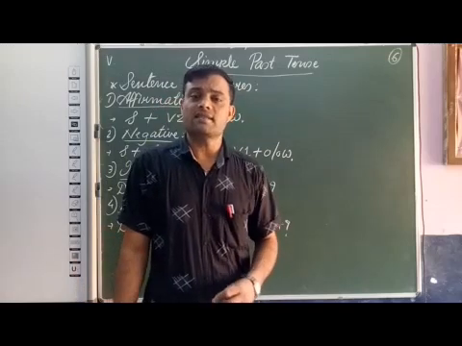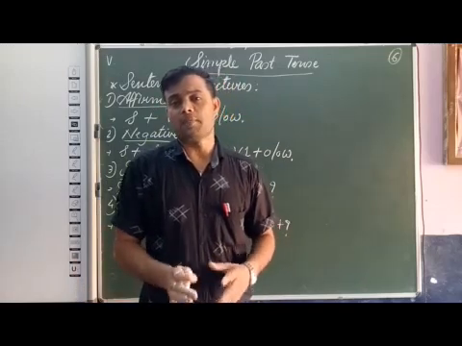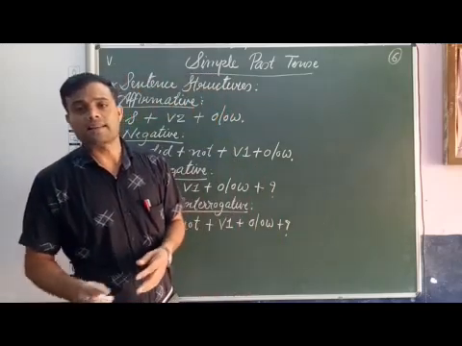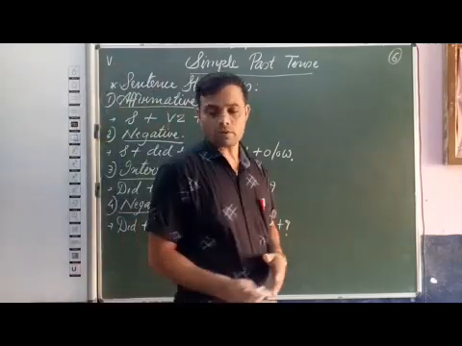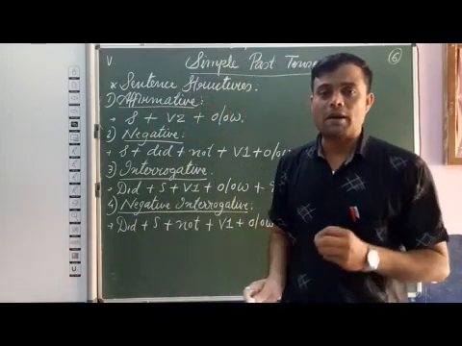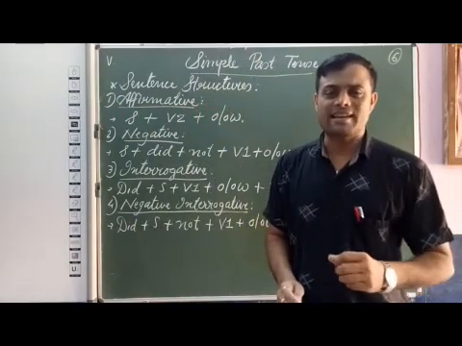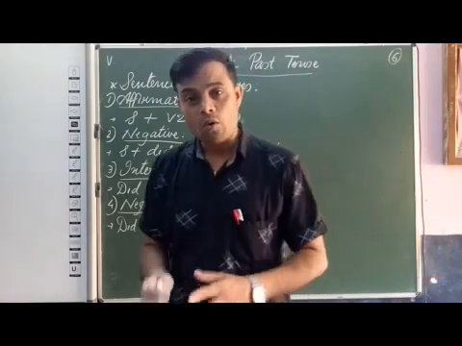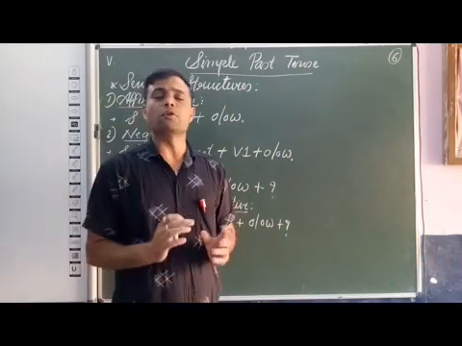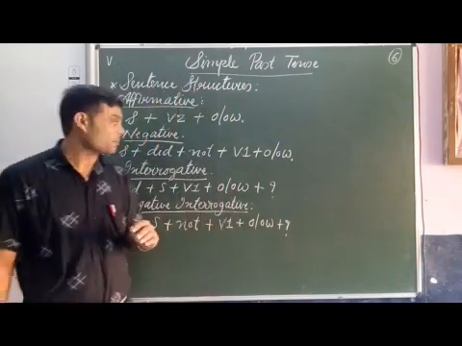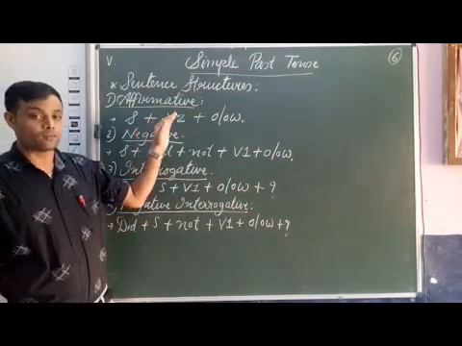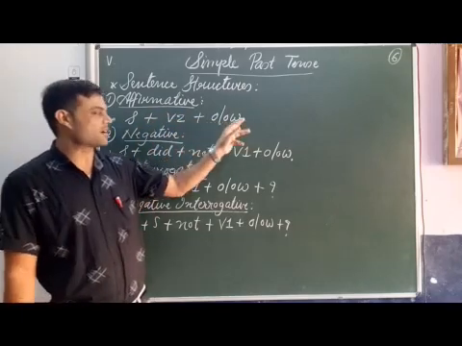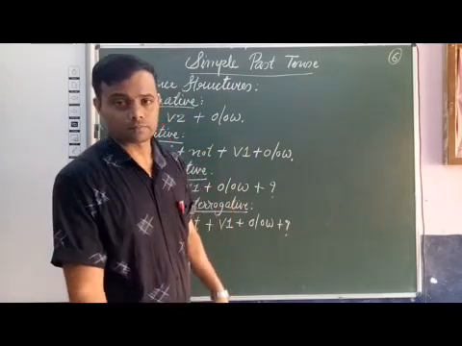Now let's see the sentence structures for simple past tense. First, affirmative sentence. The sentence structure of simple past tense affirmative sentence is subject, V2, object or other words and full stop. See here, subject, V2 means past form of the verb, plus object or other words and full stop.